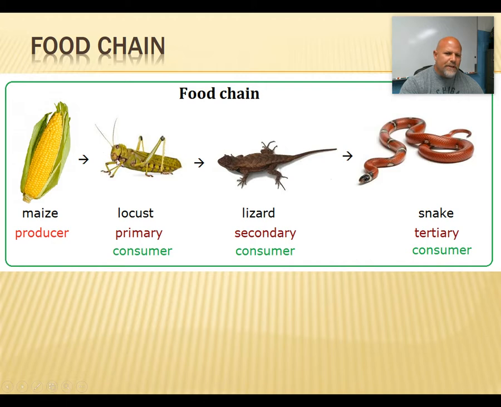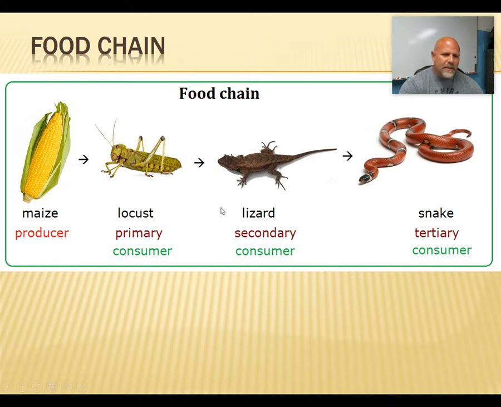So here's a food chain. A food chain is basically just a direct example of what eats what. Okay, there's no branching in a food chain. It's basically the locust eats the corn, the lizard eats the locust, the snake eats the lizard. The arrows represent energy. So energy is flowing from the corn to the grasshopper, and then to the lizard, and then to the snake. So the arrows represent energy flow through the food chain.